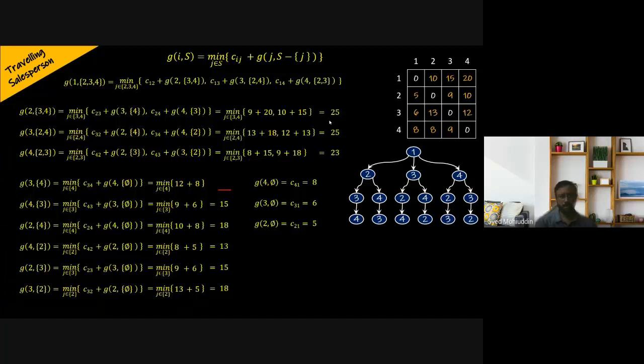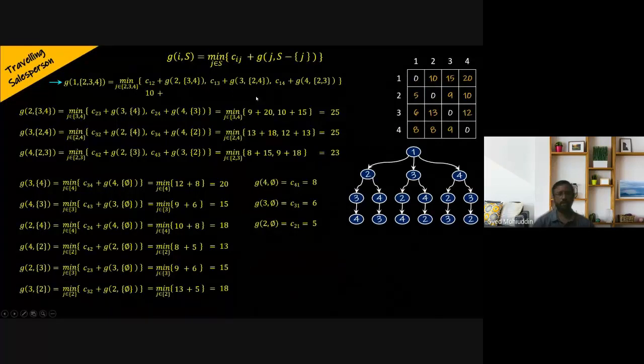Now these values have to be substituted in the previous equation. So ultimately we have reached the initial equation from where we started. So this is the cost of moving from vertex 1 to vertex 2, which is C of 1, 2. So we get this cost is 10 plus G of 2, 3, 4, which is 25.